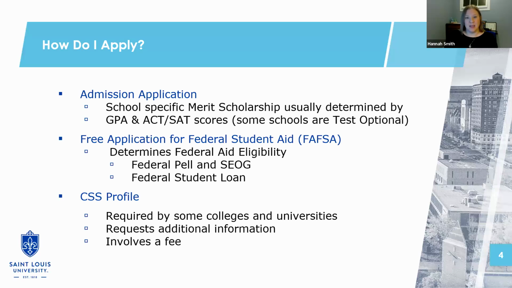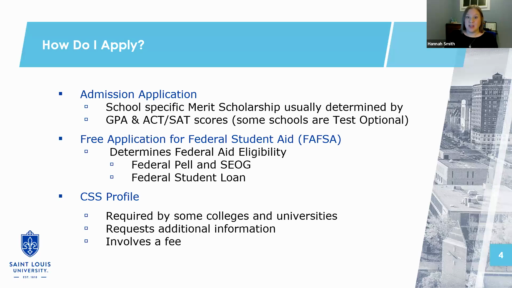As we saw, testing availability got really limited during lockdown of the pandemic. A lot of schools went to a test optional policy for both admission and scholarship purposes, which wouldn't require an ACT or SAT score for admission or scholarship consideration at those institutions. We are seeing a little bit of a snapback of those policies, maybe going to a test preferred option or a test required option.